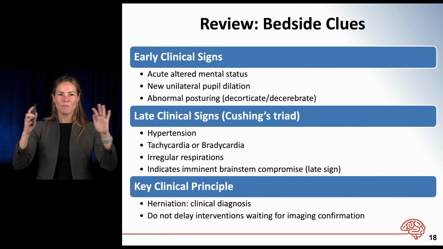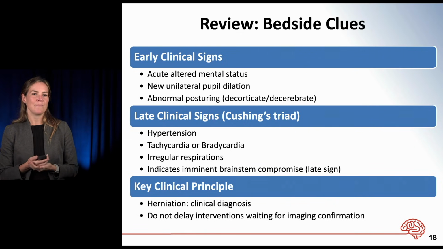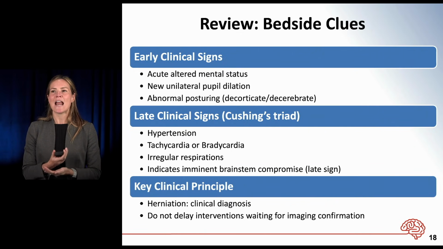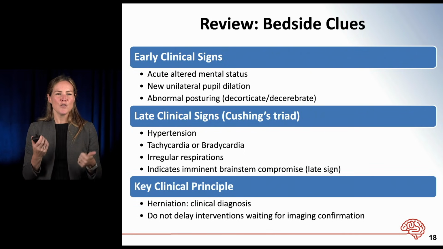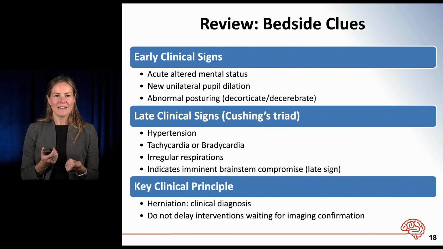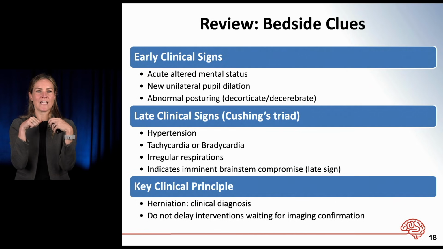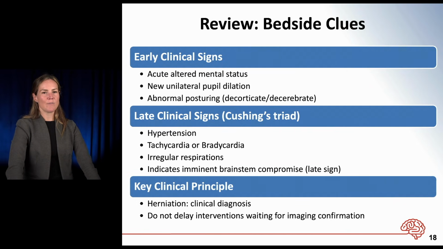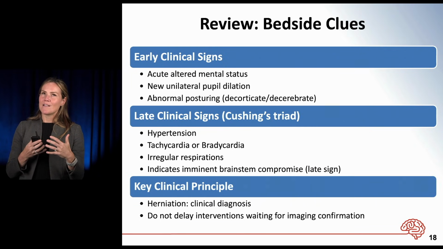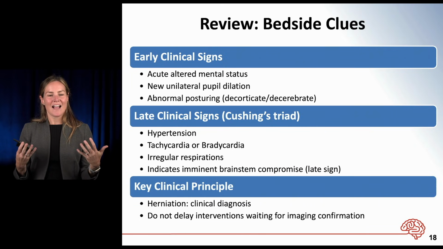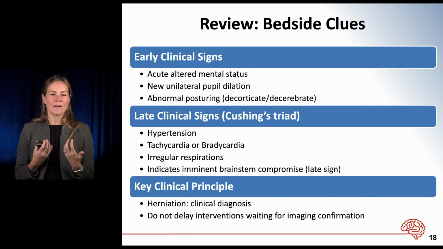So I want to emphasize and review here that there are real bedside clues that you can look for on your exam. So that's altered mental status for any patient who is at risk of a neurologic impairment, a new unilateral pupil dilation, and any abnormal posturing, whether that's decorticate, where the arms pull into the core, or decerebrate, where you're posturing out. Late signs are historically talked about in the context of Cushing's triad, which is hypertension, bradycardia, and irregular respirations.